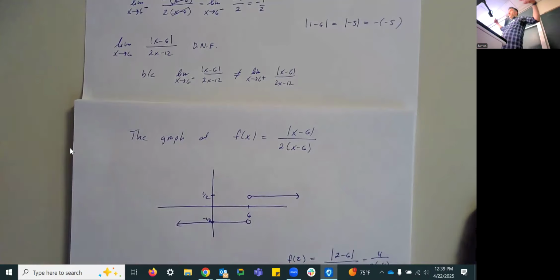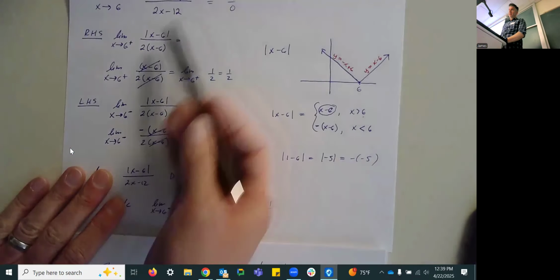And so you can see that from the right and the left, we're not getting close to the same y value, which means the overall limit doesn't exist. But if someone asked you to show this, they would probably want you to do something more like this.